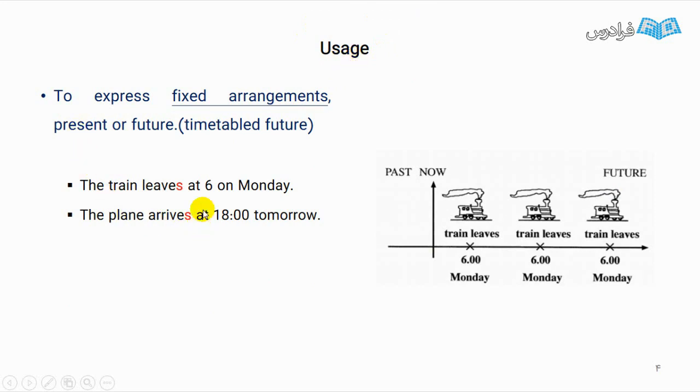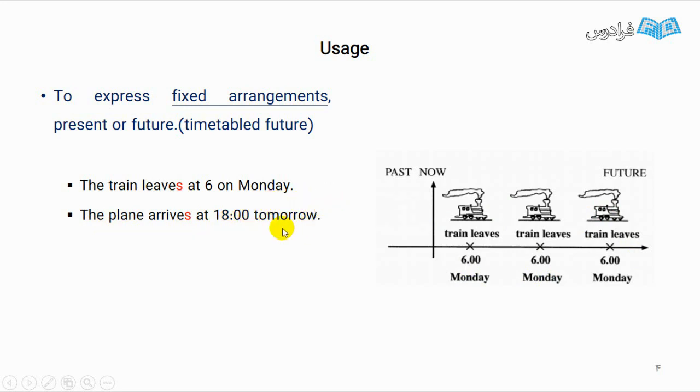We can use present simple to talk about timetabled future. What is a timetabled future? Look at this example. The train leaves at 6 on Monday. Is it about now? No, I'm talking about the future. Or this one. The plane arrives at 18 tomorrow.